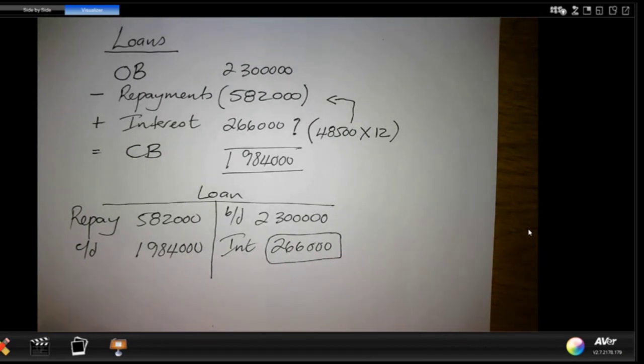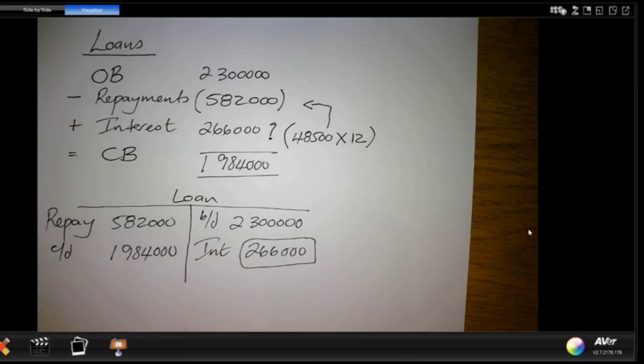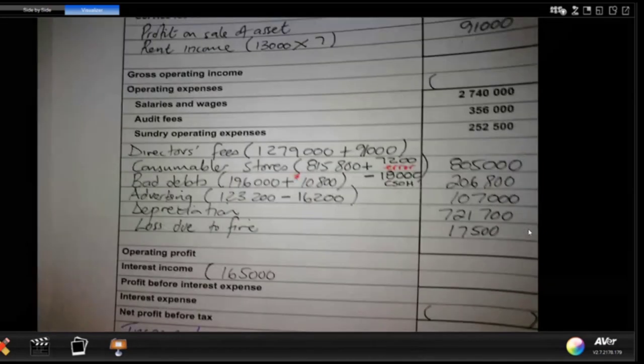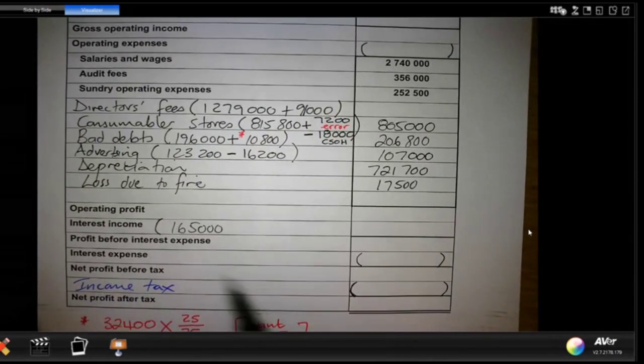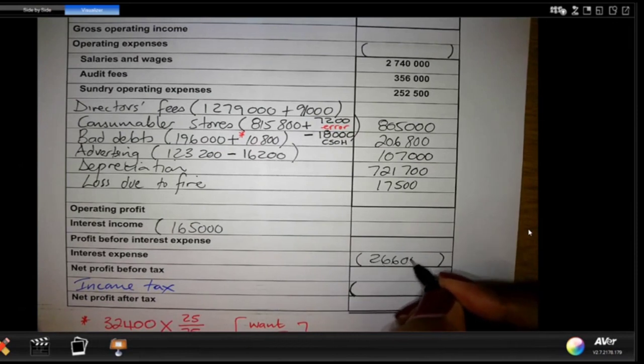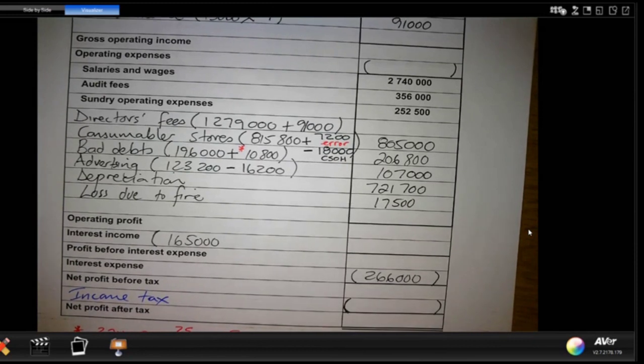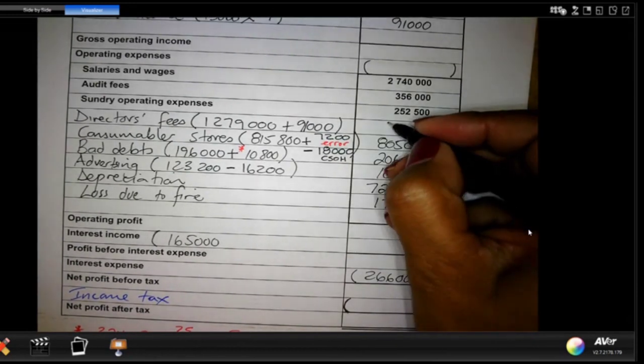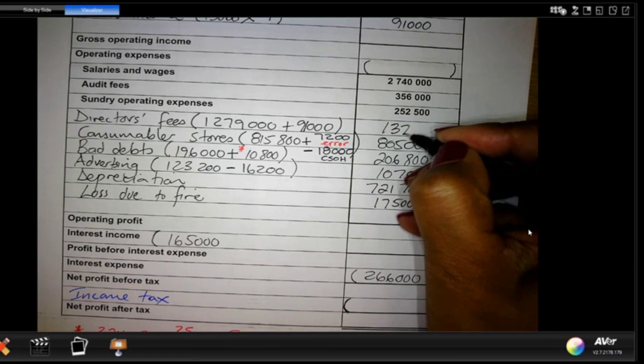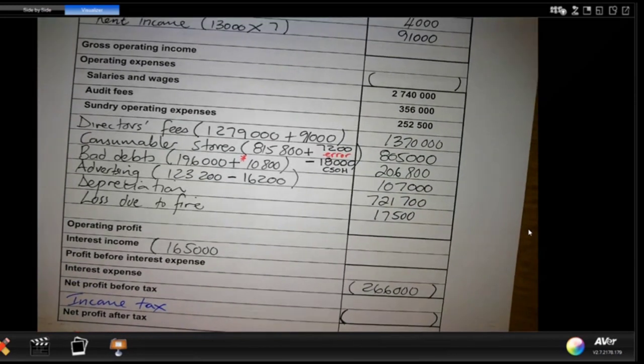Let me just get out my income statement here. Kind of misplaced my income statement. There we go. So I already put my brackets 266. Sorry, I forgot to put in the director's fee, 1,370,000. Okay.